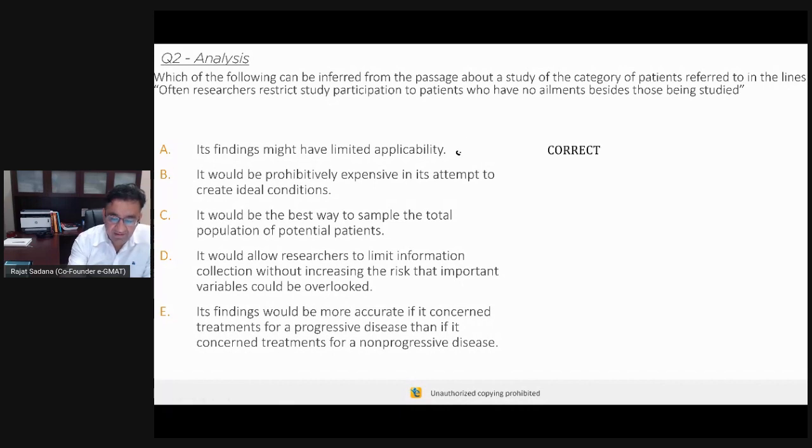That its findings would have limited applicability. That's the correct one. Expense, past, we have in this context, there's no mention of expense. Let's look at the other incorrect answer choices that you said in this context. Choice D is the most popular incorrect answer choice here.